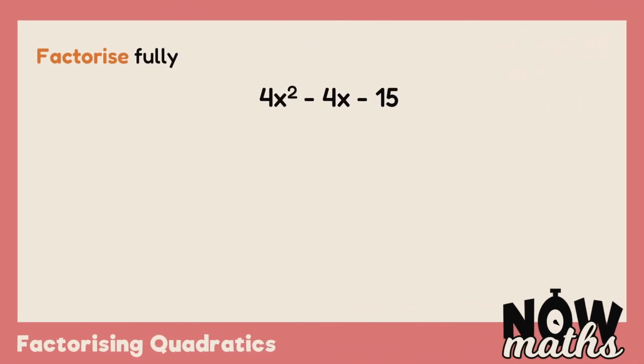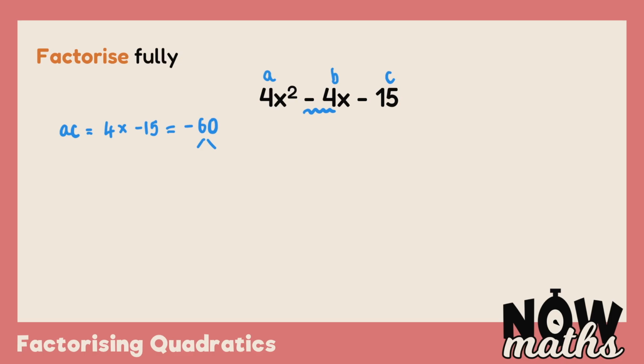Now we're going to have a look at one final example of factorising a quadratic with 2 negative terms. So labelling across A, B and C, we work out AC, which in this case A is 4 and C is negative 15. Then 4 multiplied by negative 15 is negative 60. We now need 2 numbers which multiply to give us negative 60 and add to give us negative 4.